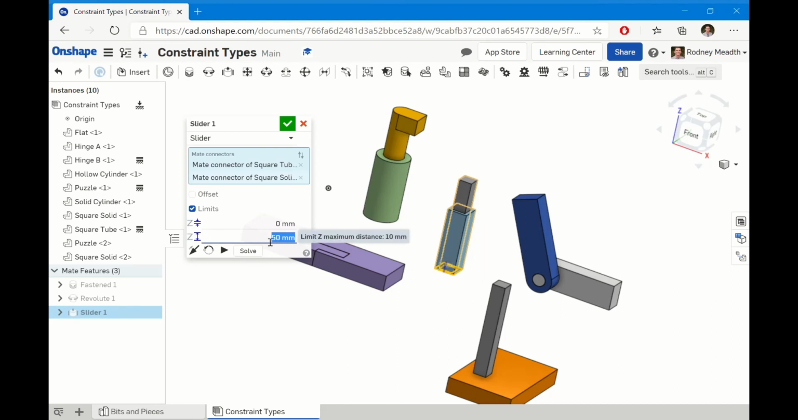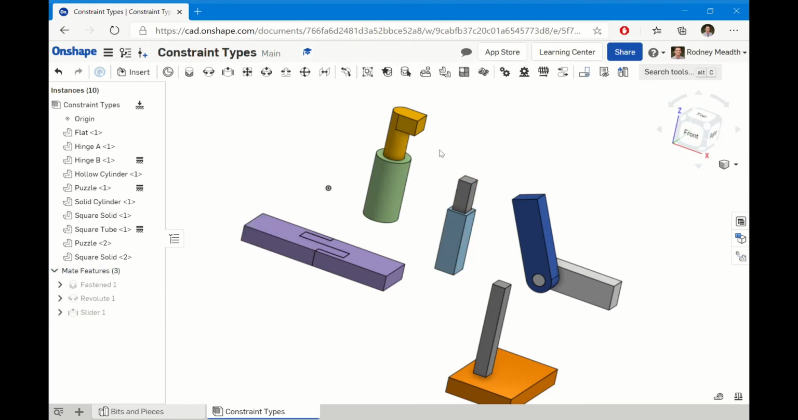That was weird. There we go. Okay, so I only want that piece to be able to go a little bit up and down. That's how you do that.